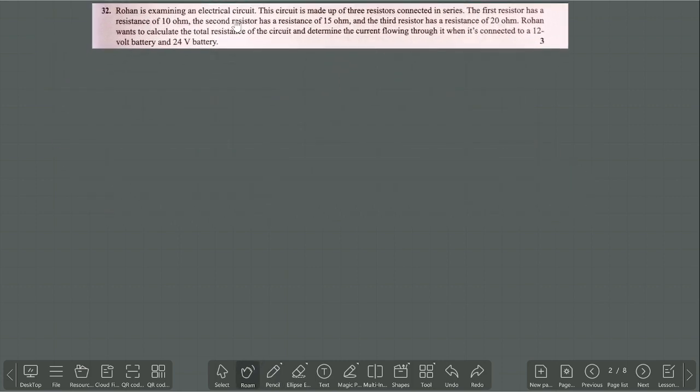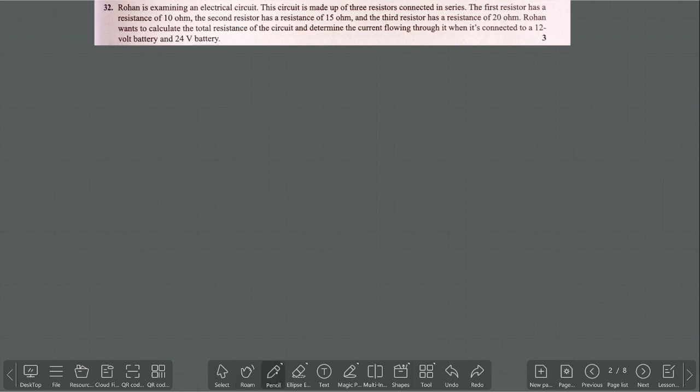Yes. So read the question. Rohan is examining an electric circuit. The circuit is made up of 3 resistors connected in series. Totally how many resistors are there? 3. Let us name all the 3 resistors: R1, R2, R3. Condition, they are saying that all the 3 resistors are connected in a form of a series.